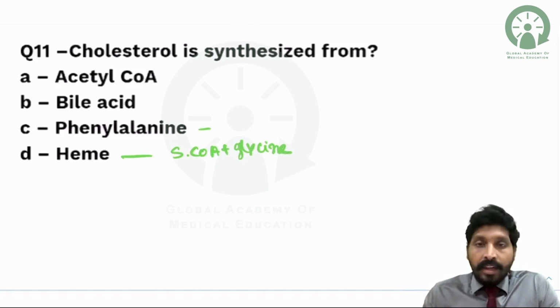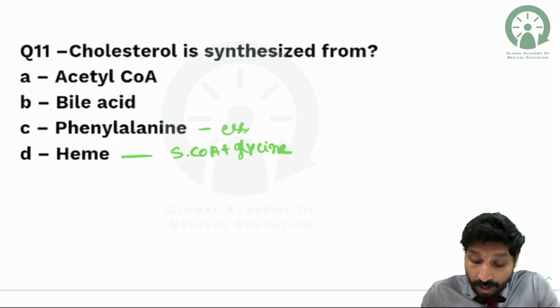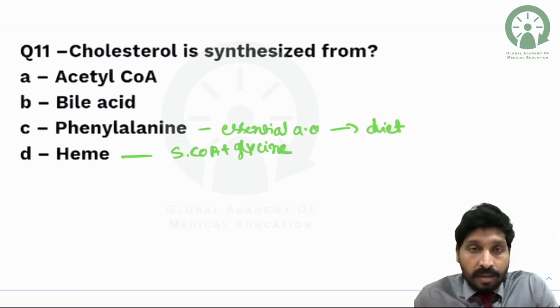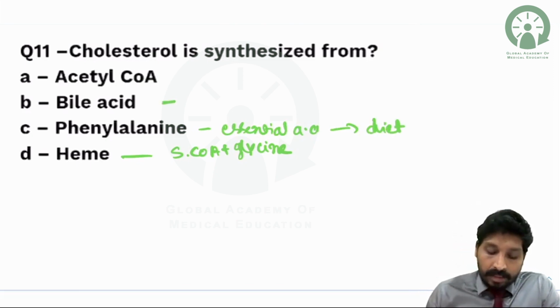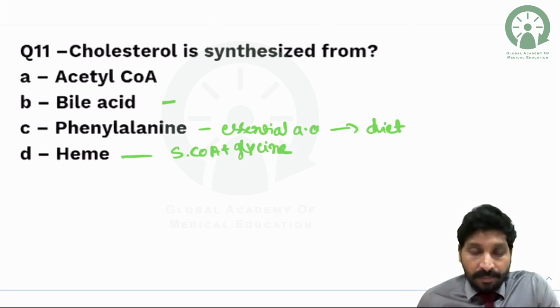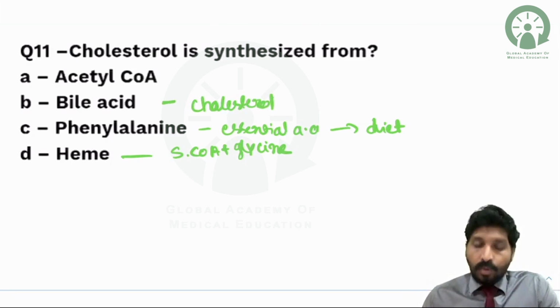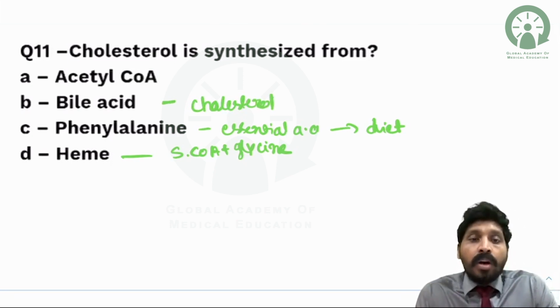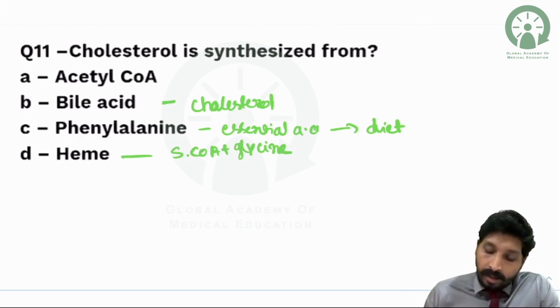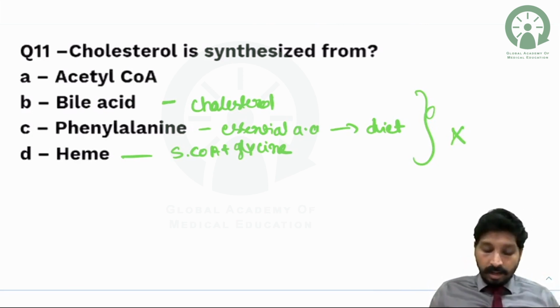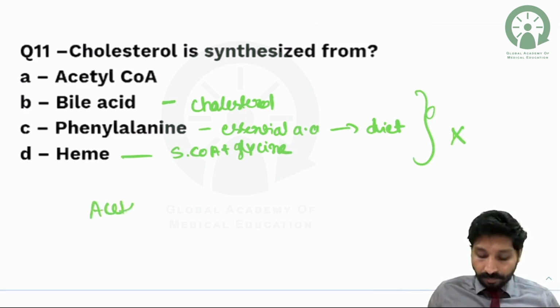Phenylalanine is an essential amino acid, so it is supposed to be in the diet. It cannot be synthesized in the body. Bile acids are all coming from cholesterol. So cholesterol itself is the source for bile acids. Then how come cholesterol will be synthesized from bile acid? So all these three options are wrong, except acetyl CoA.